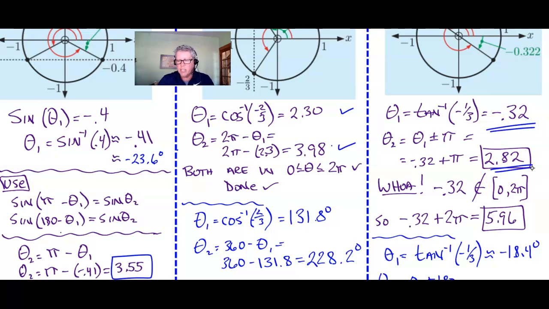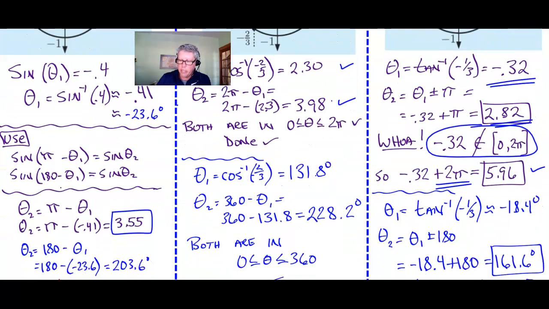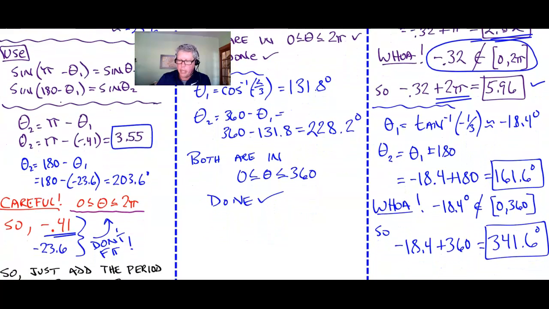Unfortunately, the negative 0.32 is not between 0 and 2 pi. I wrote it in a different way right here, and I wanted to talk about that. That notation says it is not an element of the set between 0 and 2 pi. So that's really saying the same thing. Just want you to see that. So what are we going to do with that? We just add the period 2 pi and we get a new number that represents the same position, 5.96. And then we have our two values between 0 and 2 pi, and we are good to go. I also did it in degrees, so you can see that if you want.